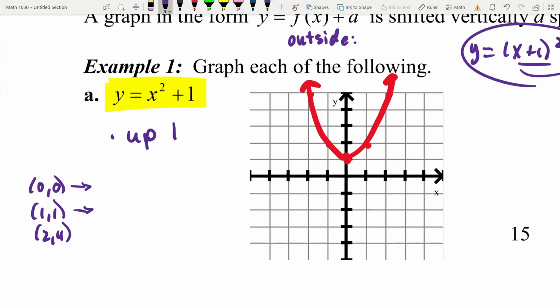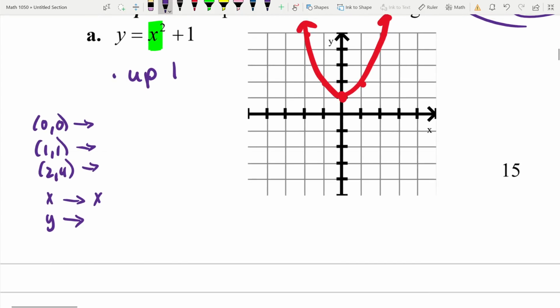I'm going to change those points. I need to change the x value and potentially change the y value. Any changes to the x, you guys, are going to be right here. Look, inside of the x, is there anything inside of the x squared? No, there's no changes. So x is just going to stay x. The 1 is on the outside of that x squared. It affects the y, and the y tells the truth. So y becomes y plus 1.